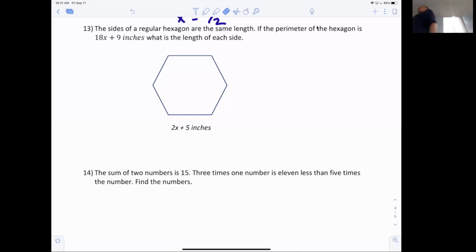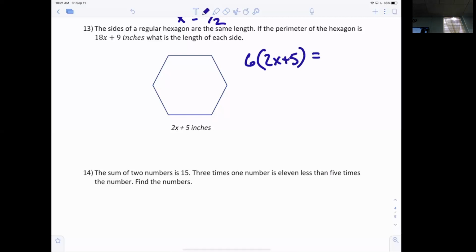All right, Morgan's up. Tell me, Morgan. So it's 6 parentheses, 2x plus 5. Hold up a second. Notice the 6 is because there are 6 sides. No, put that after. Go, Morgan. That equals 18x plus 9. Brilliant.